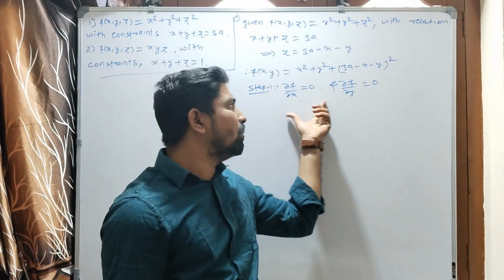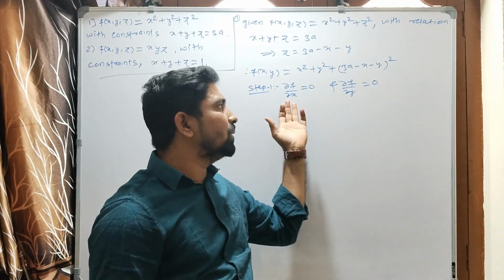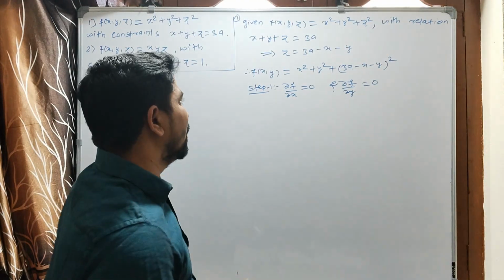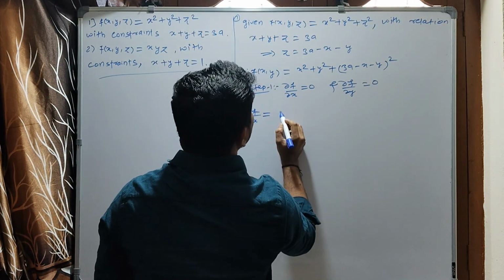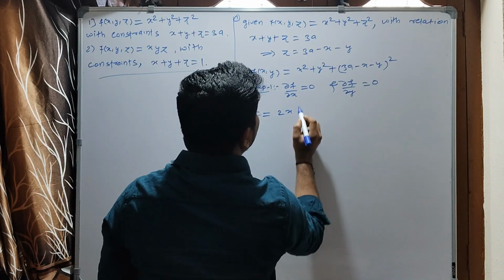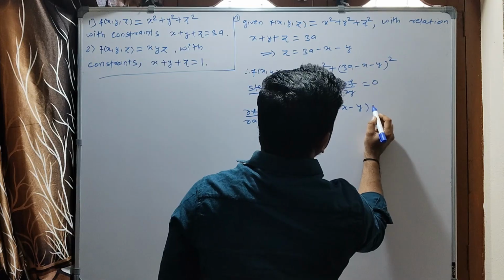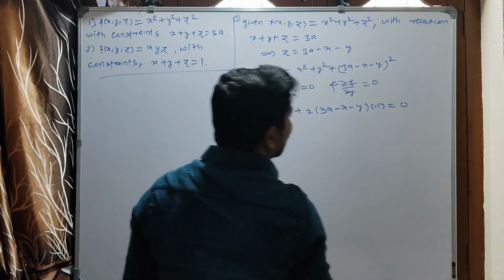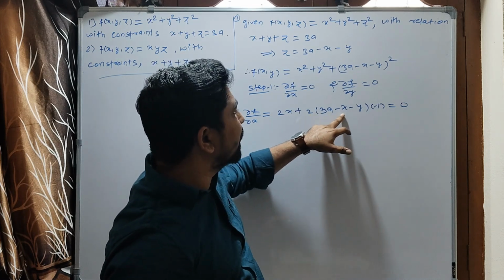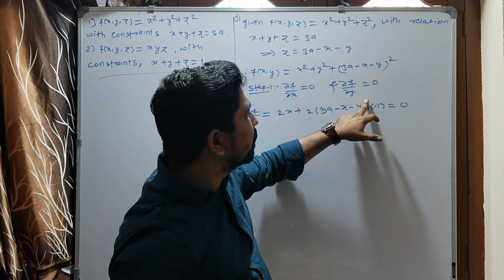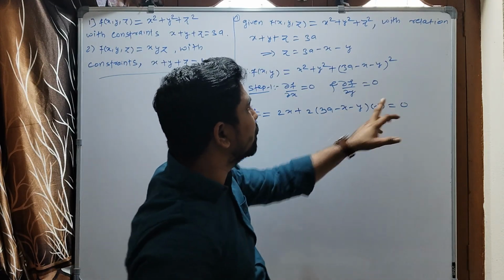With the help of ∂f/∂x = 0 and ∂f/∂y = 0, we get the critical point, or the stationary point, of your function. Now how to find it: ∂f/∂x = 2x + 2(3a − x − y)(−1) = 0. Here we take the partial derivatives: 2x, plus 2 times (3a − x − y), and the derivative of 3a − x − y is 0 − 1 − 0, so −1, equal to 0.